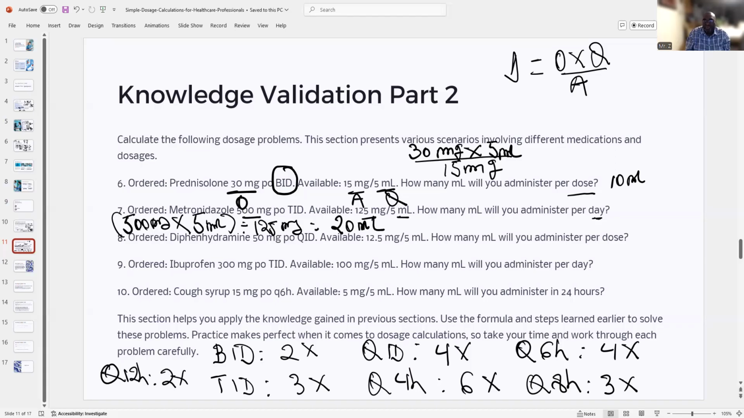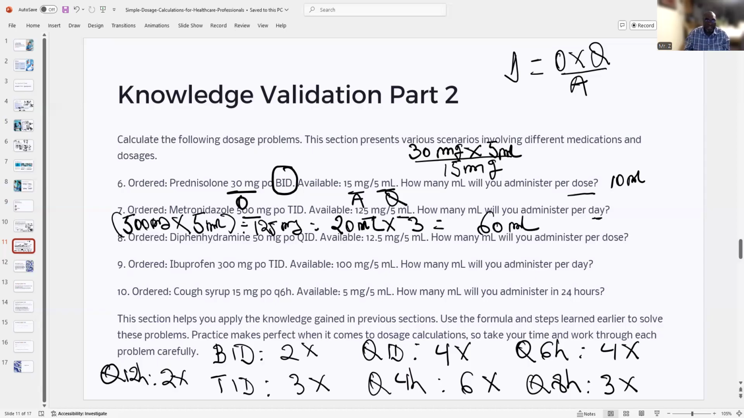But we're not going to stop there because they ask what would you give per day. Anytime they ask what would you give in the 24 hours or per day, that's when you look at the frequency. Or if they ask what would you give in the 2 dose or 3 dose, multiply your single dose by 2 or by 3. If they ask what would you give in the 48 hours, in 72 hours, multiply your frequency to match your 72 hours. Here we got per day. Well, TID per day, it means 3 times a day. So we multiply this one here by 3. And once we do that, you will have 60 milliliter.